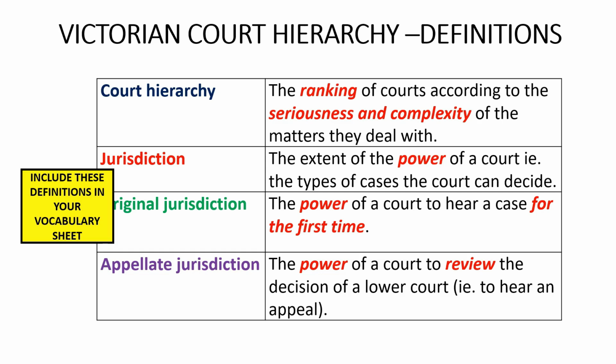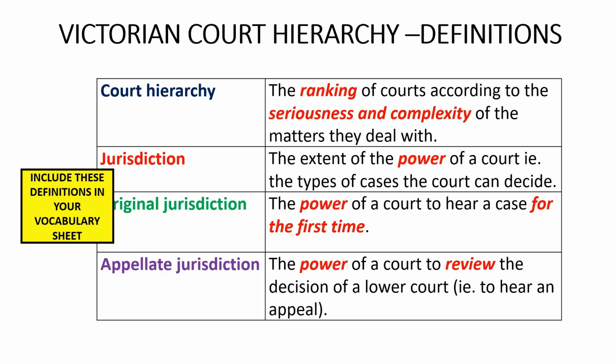On the other hand, the Magistrates' Court is at the bottom of the Victorian criminal court hierarchy because it deals with small matters. For example, it hears summary offences such as drink driving and minor assaults, which are minor offences. In addition, because the Magistrates' Court is at the bottom of the Victorian criminal court hierarchy, the Magistrates' Court doesn't hear appeals from any court. There is no court below the Magistrates' Court from which an appeal could be made to the Magistrates' Court.